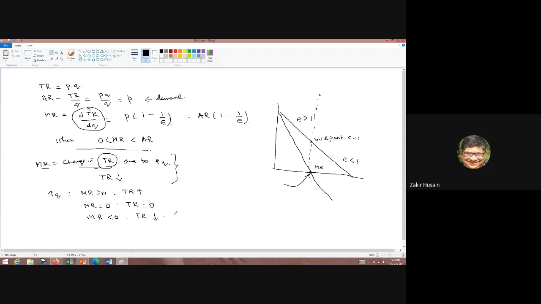So over here, what is happening? If you sell more, you earn less. So will you sell at this point? No, sir. So that means a producer will never come over here. This is not feasible for him. So he will generally be over here. Elasticity will be, he will be in this range.